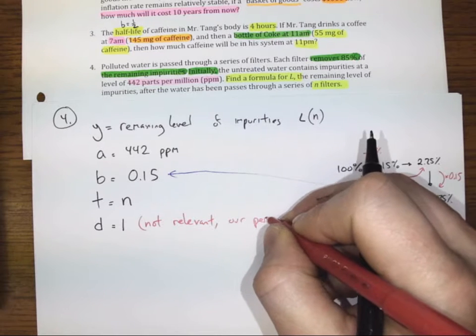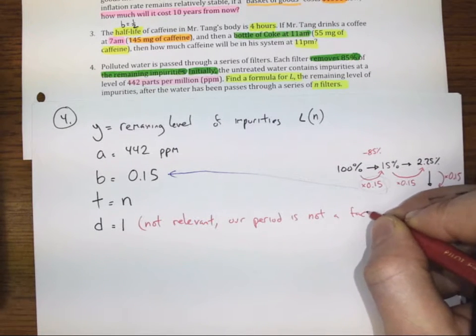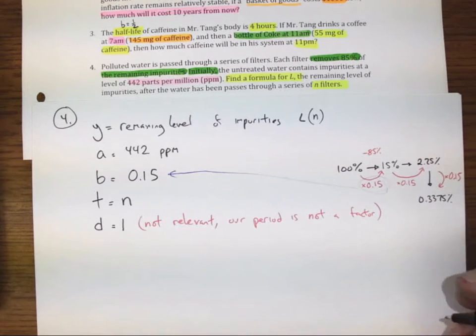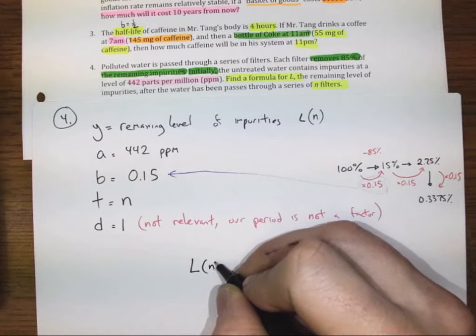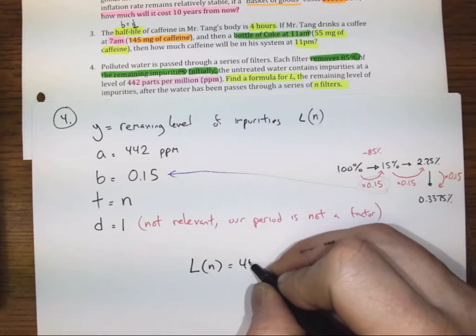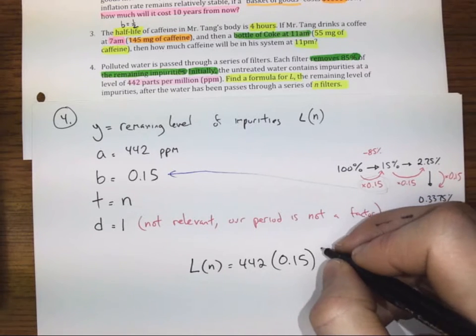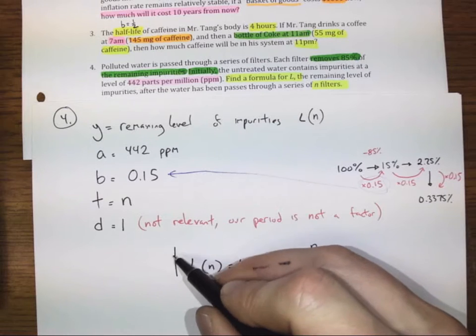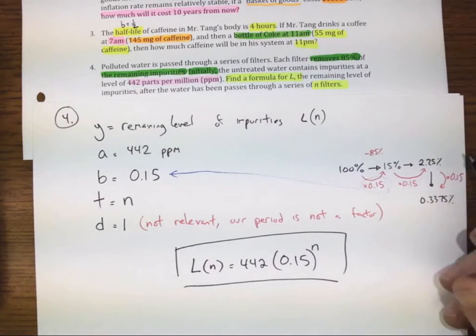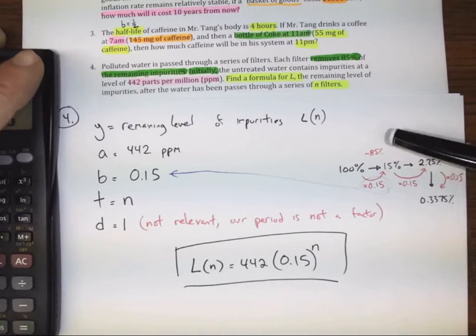Okay, so we can express this as L of n is going to be equal to 442 times 0.15 to the power of n over 1, which is just n. And that is our final answer. That's all we need to do. Let's just make sure it works. We can test this, because we just crunched some numbers on how much effluent there would be after you took away 85% each time.